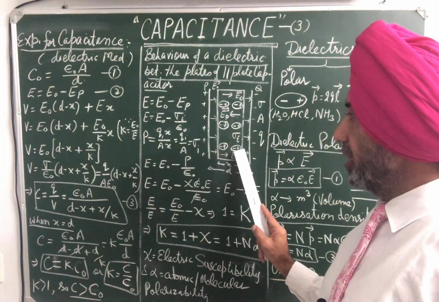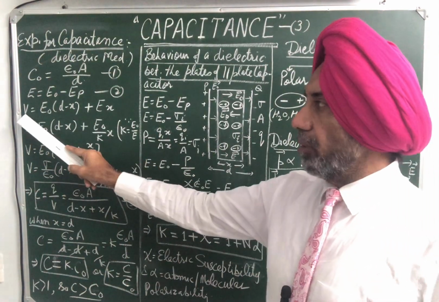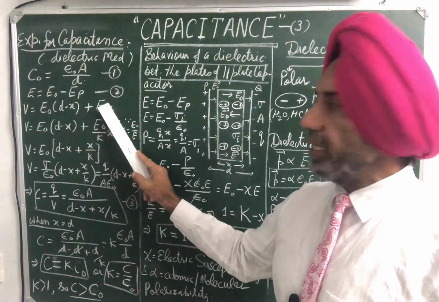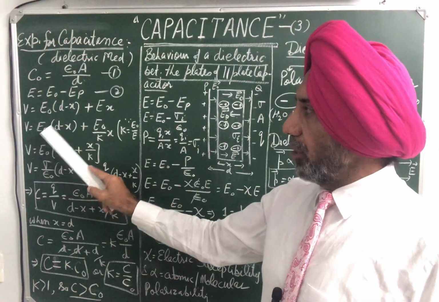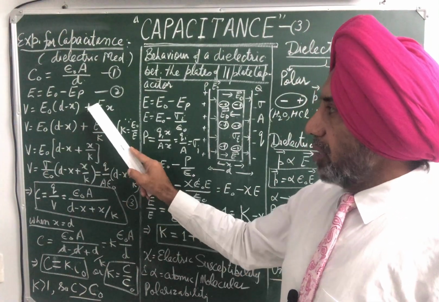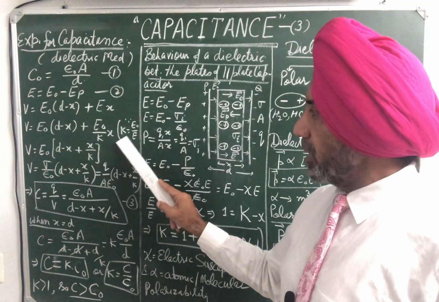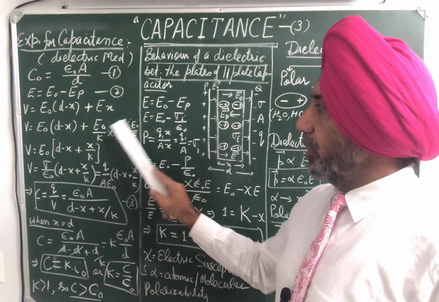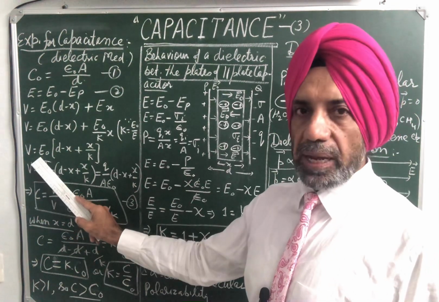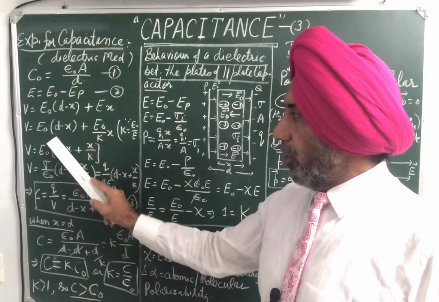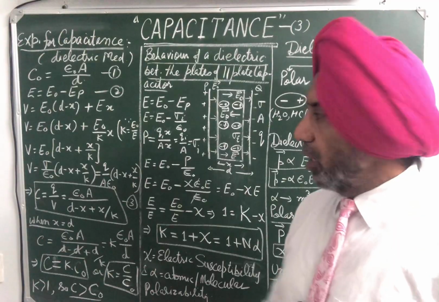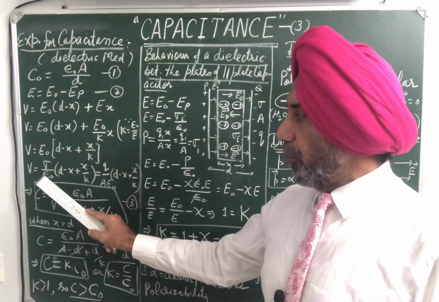So E is the electric field within thickness x, so the total potential will be E naught into d minus x plus Ex, or V is equal to E naught into (d minus x) plus E x. Substitute the value of E in terms of K, because K is equal to E naught upon E, so E is equal to E naught upon K. So E naught can be taken common, so V is equal to E naught (d minus x plus x upon K). Put E naught is equal to sigma upon epsilon naught.